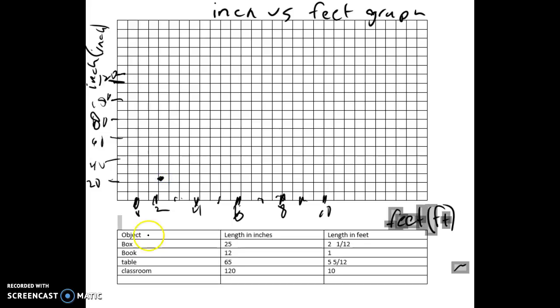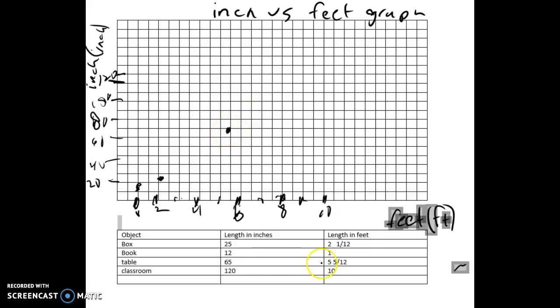I do that with the book. That goes up to 12 and 1, so 12 is a little bit more than 10 over where 1 is, so maybe right about there. Made that dot a little too big, sorry. And then 65 and 5 and 5/12. I go up where 65 is, and where is 5 and 5/12? So this would be 5. 5/12 is almost another half, so maybe right about here.